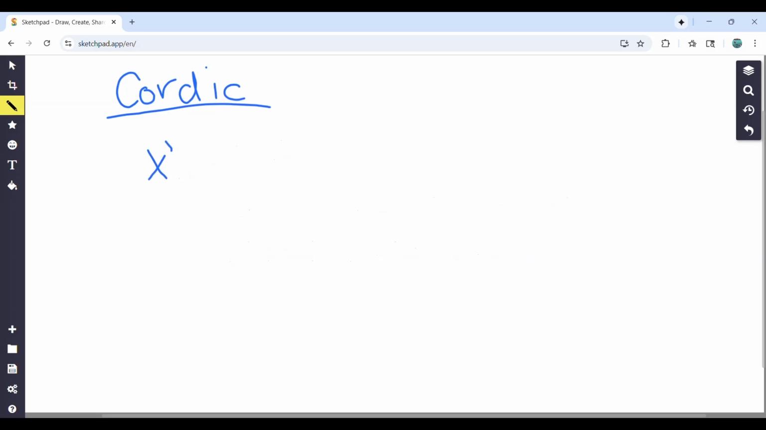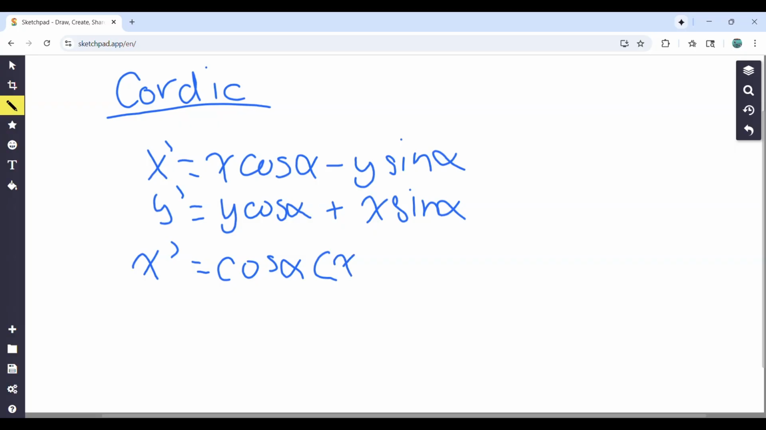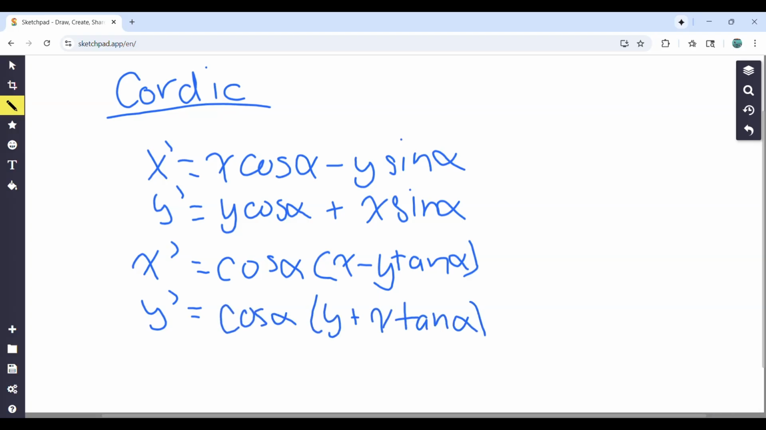Mathematically, rotating a vector by some small angle alpha looks like this. x prime equals x times cos alpha minus y times sine alpha, and y prime equals y times cos alpha plus x times sine alpha. We can factor out the cos alpha term. x prime equals cos alpha times (x minus y tan alpha), and y prime equals cos alpha times (y plus x tan alpha).